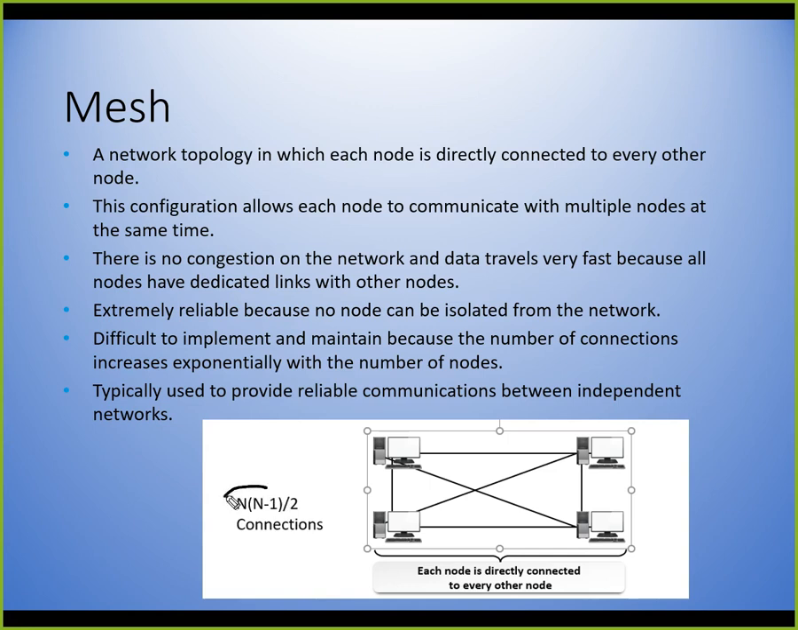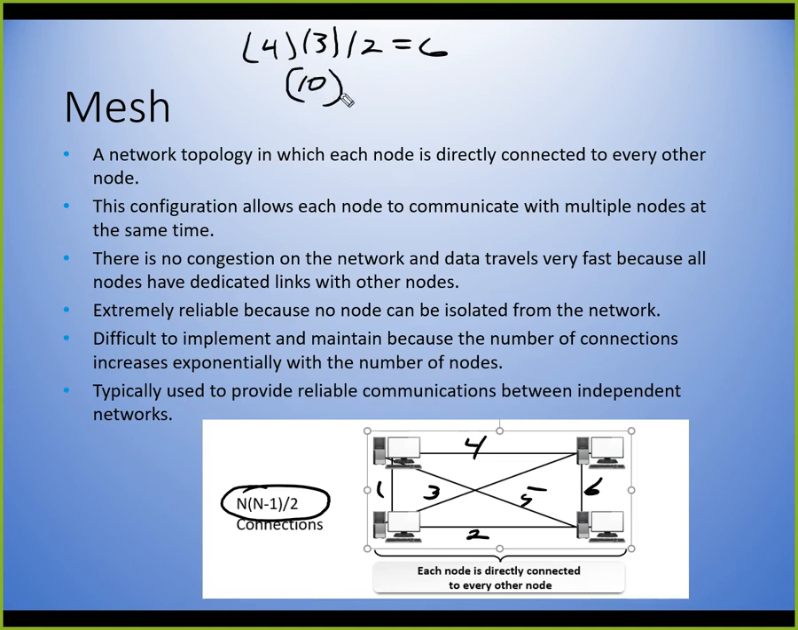The problem is n times n minus 1 over 2 is the number of connections that we need. If we have four nodes, 4 times 3 over 2 is 6, and I think that's what we have here. 1, 2, 3, 4, 5, 6. Not so bad. Let's say we have 10 devices. Not an unreasonable number, which is going to be 45. So it can get unwieldy pretty fast.